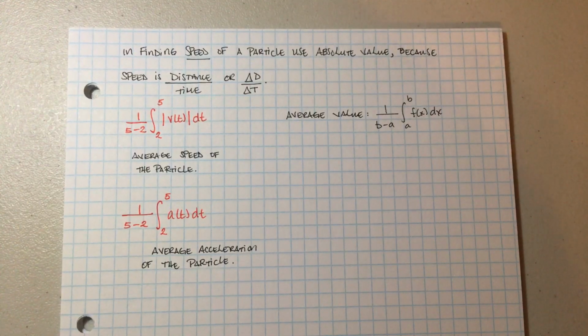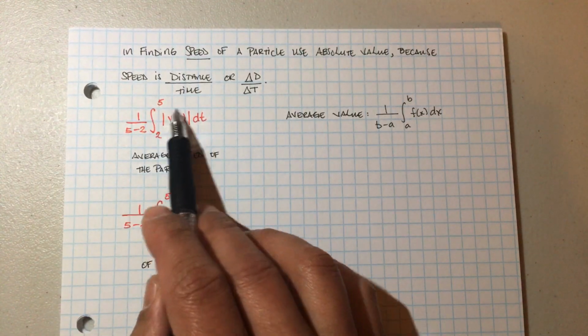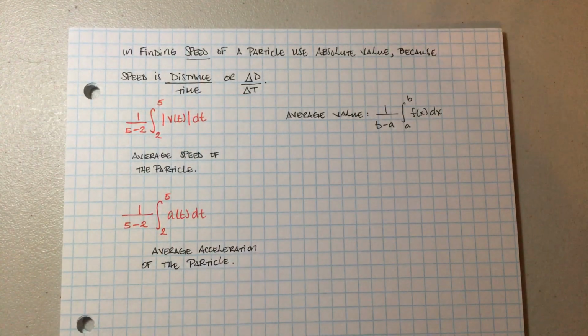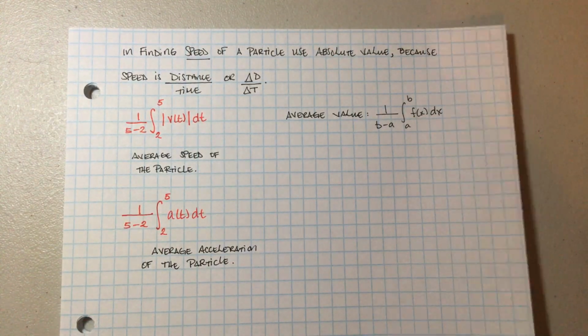because remember, acceleration is the change in velocity. What is velocity? Velocity is a change in position. So when we take the antiderivative of velocity, we get the change in position. So hopefully, guys, that makes some sense.